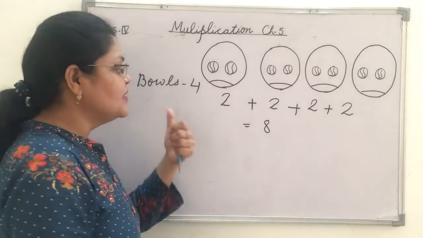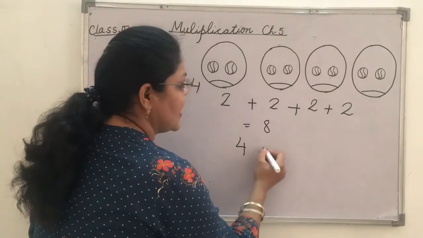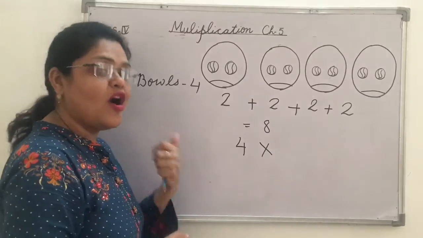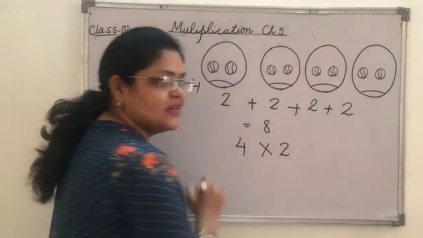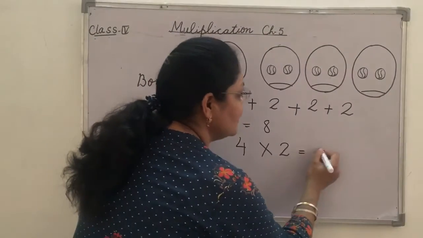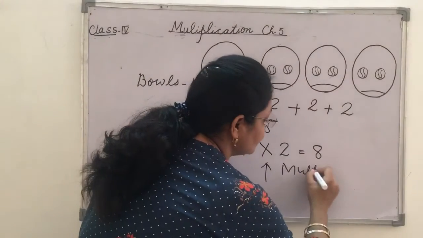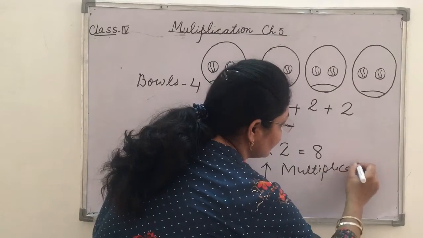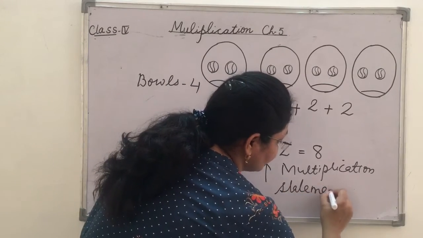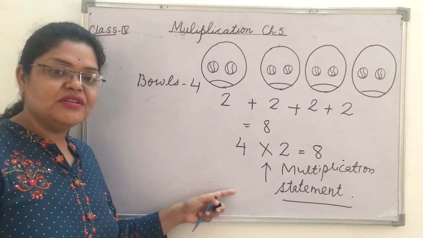How will we do that? How many bowls are there? There are 4 bowls, and we will use the multiplication symbol. And in one bowl, how many balls are there? 2 balls. It means we use the tables: 4 2s are 8. This is called a multiplication statement.